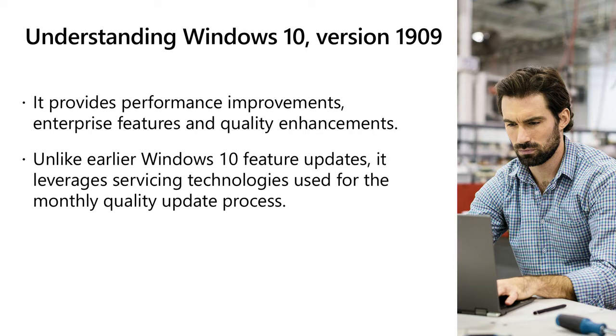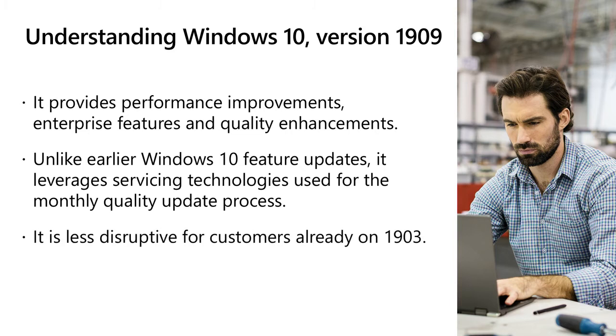Unlike earlier Windows 10 feature updates, we are making use of some of the servicing technologies we use to deliver the quality updates every month to deliver this feature update. And as a result, this is going to be much less disruptive to the consumers and users who are already on Windows 10 version 1903. So if you have some of your devices and machines on Windows 10 version 1903, you're going to love the experience of upgrading to Windows 10 version 1909.